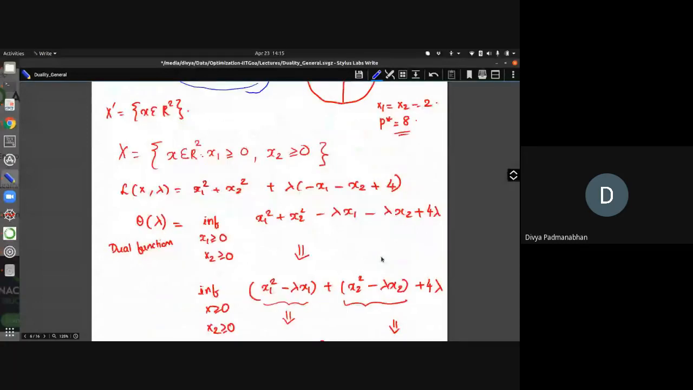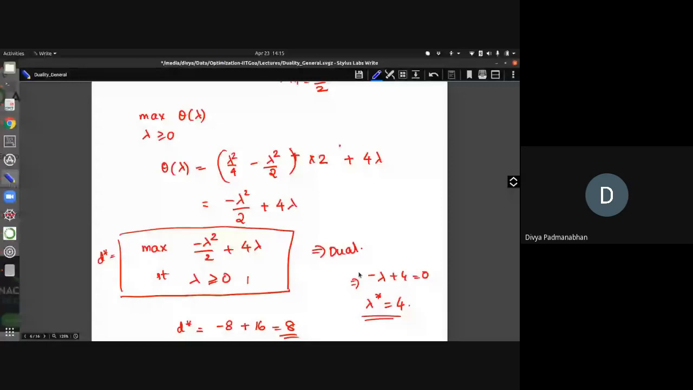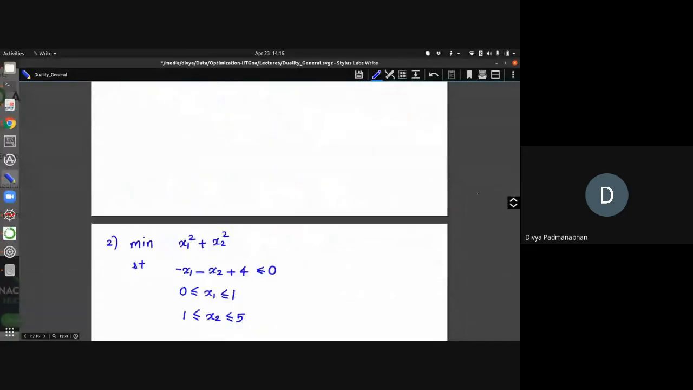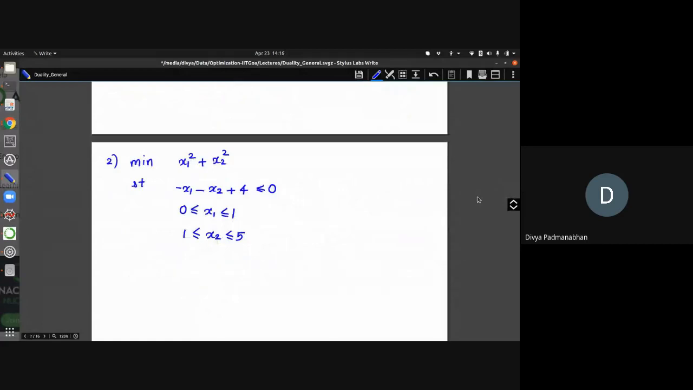We worked out this example of writing the dual, and I wanted you to try this out as homework: what happens when you choose X as R2 and you have multipliers for all the constraints. Now we will do one more example. This is a modified version of the example we did yesterday. Additionally, you have the constraints x1 less than or equal to 1 and x2 less than or equal to 5.